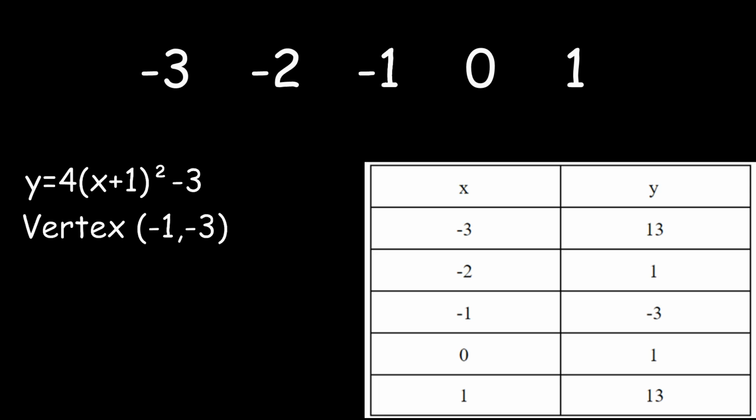What do we get? We get 13 as our output. Next, we input -2. We get 1. Then, we input 0. We get 1. Then, we input 1. We get 13.